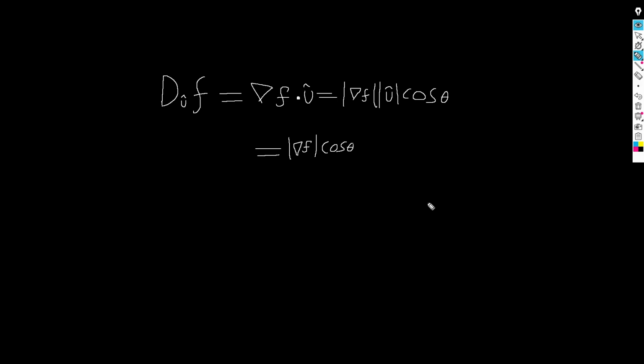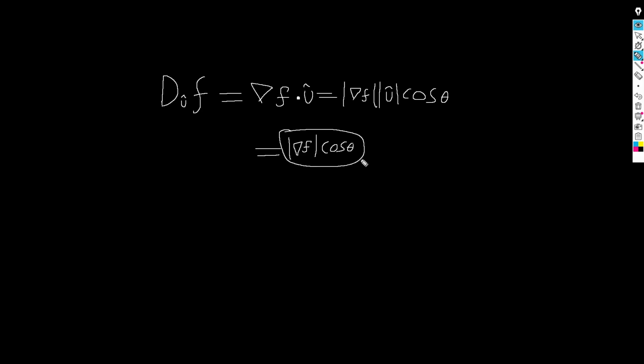And using properties of the dot product of two vectors, we can also find out that the directional derivative can be expressed as this, where theta is the angle between u hat and grad f.